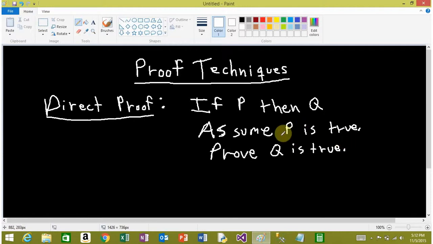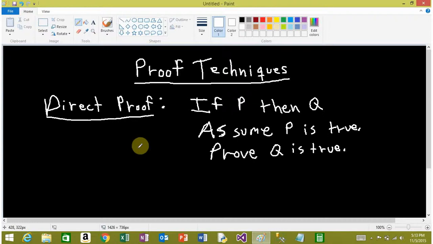You just use the assumption from P, and then you just keep implying until finally you get to the statement Q being true. So just working from one side of the logical bridge to the other side.